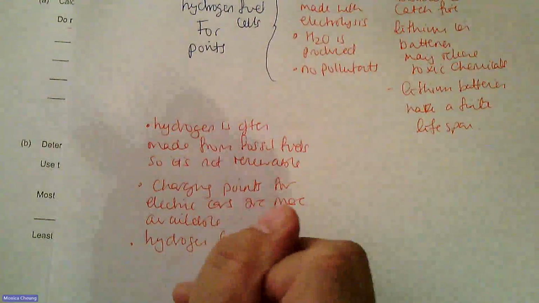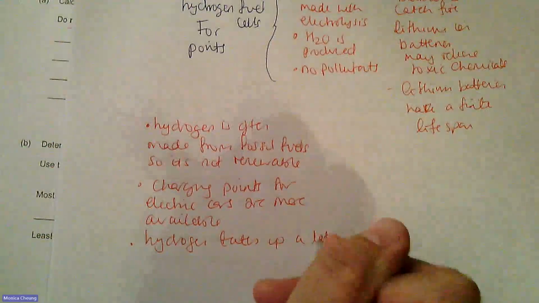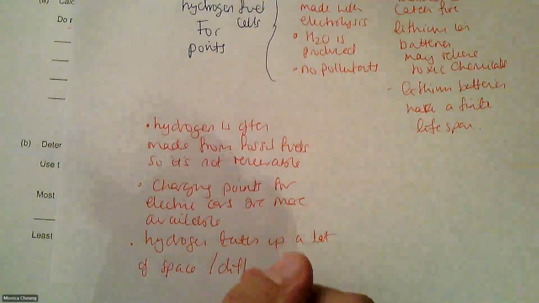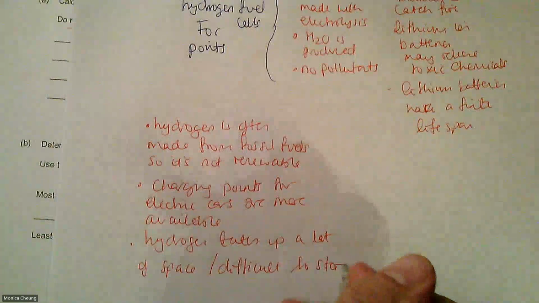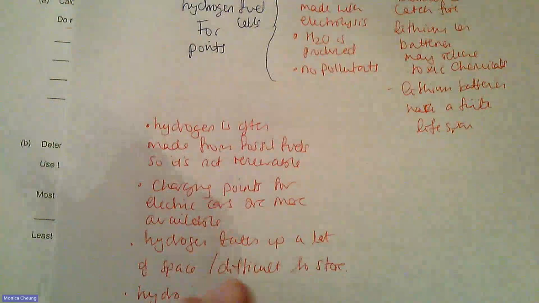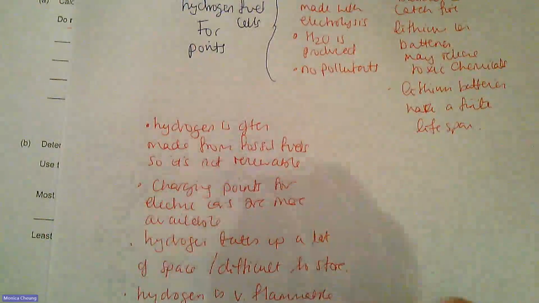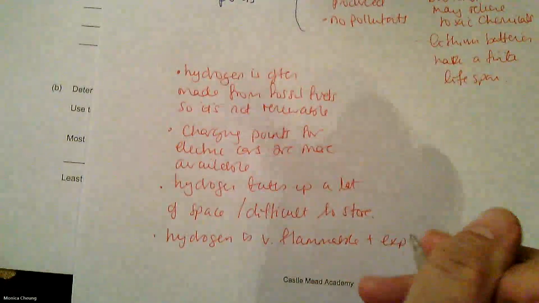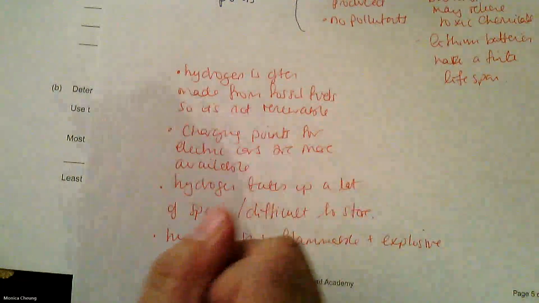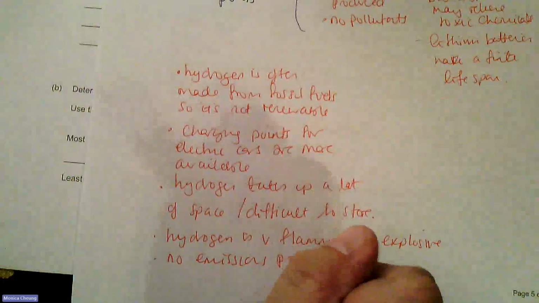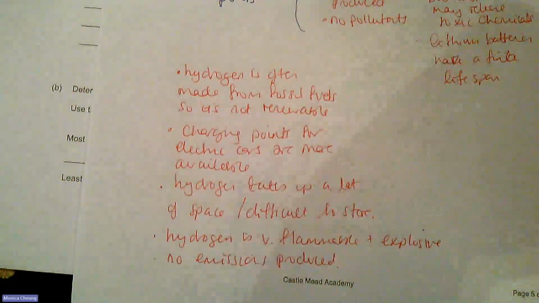Hydrogen takes up a lot of space, and it's difficult to store. Hydrogen is also very flammable, and explosive. And then even with electric cars, no emissions are produced. So these are 4 points for lithium ion batteries.